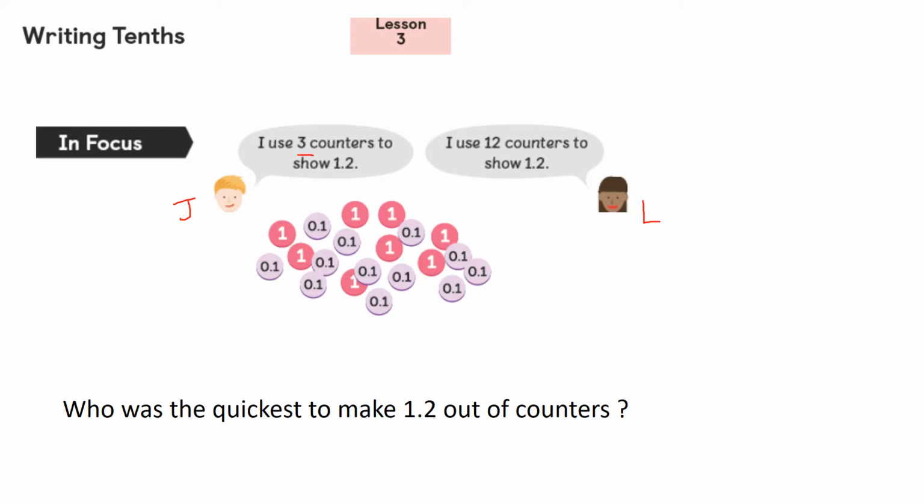So Jacob says, I used 3 counters to show 1.2. Layla says, I used 12 counters to show 1.2. Now, as you can see, there's this big old pile of different counters. We've got pink counters that represent 1 whole, and then we've got these lilac-y counters that represent 0.1, which we also know means 1/10. Now, my first question is, who was the quickest to make 1.2 out of counters? What do you think? Any ideas?